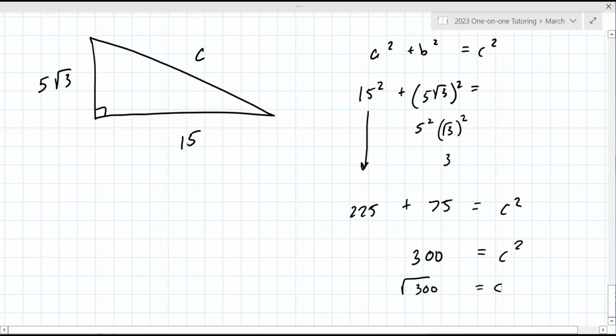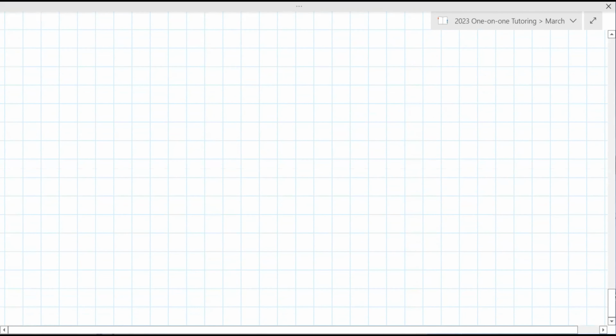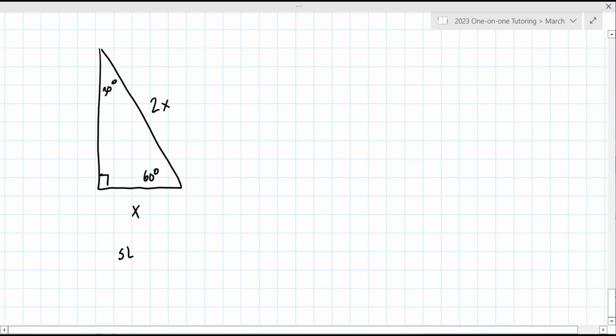Okay, so let me refresh here. Apologize, I would have spent more time on that. Okay, let's go through this again. So let's say it's a 30, 60, 90. 30 degrees, 60 degrees, 90 degrees. If I give you the short leg, the hypotenuse is double the short leg, and the long leg is the short leg times the square root of 3. Okay, do you have this written down? Yes.